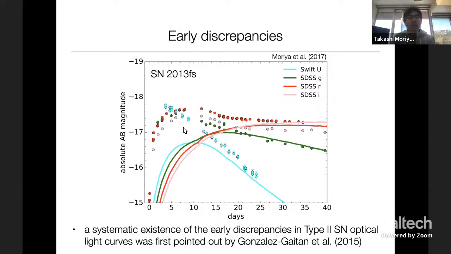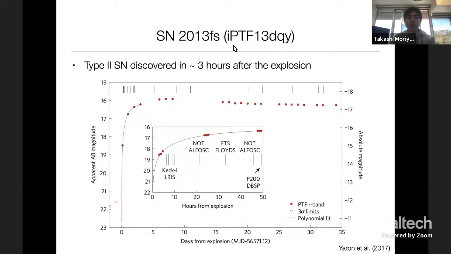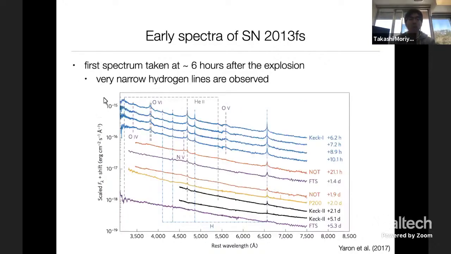A big hint to answer this question was provided by this great iPTF supernova, 2013fs. This supernova was discovered by PTF within 3 hours after the explosion, which is amazing. What was also surprising was that just after the discovery, some people sitting at the Keck could observe this supernova, and the first spectrum of this supernova was taken at 6 hours after the explosion.